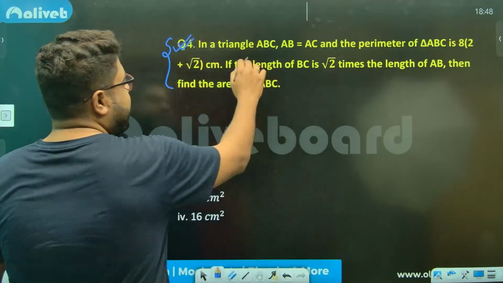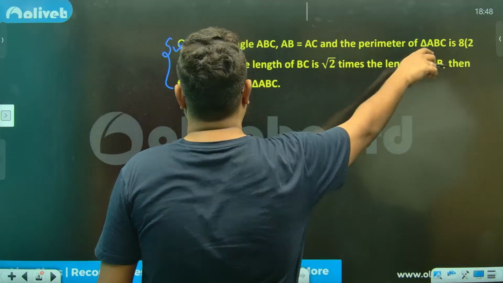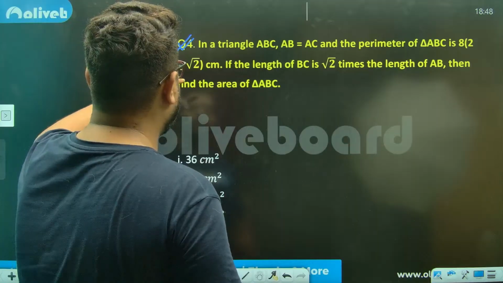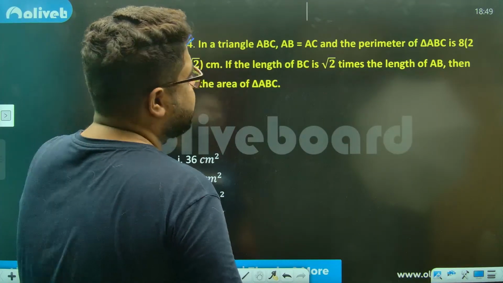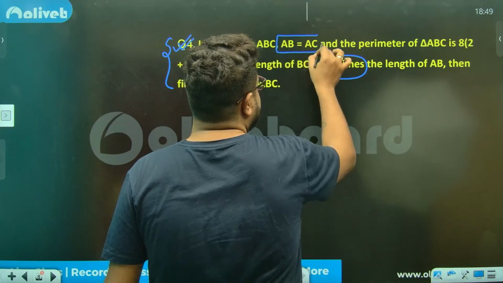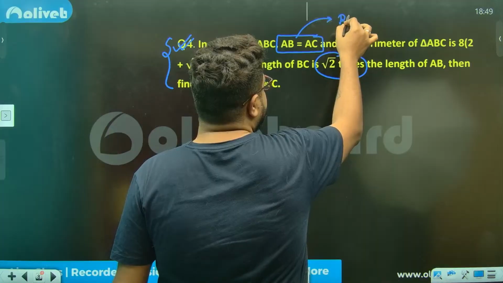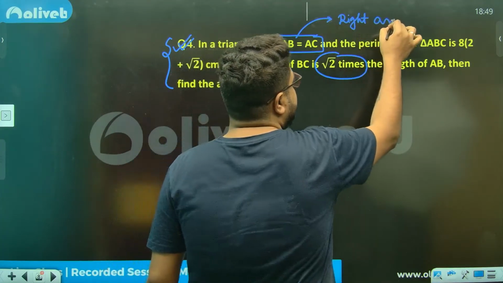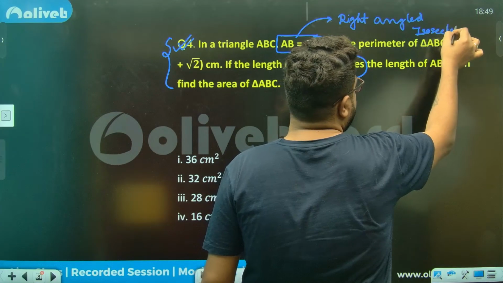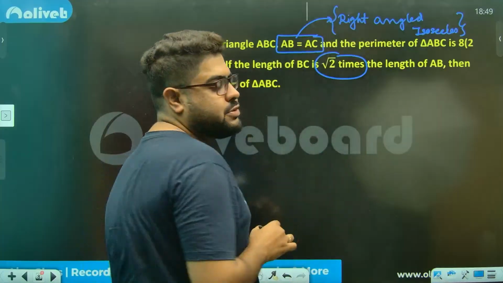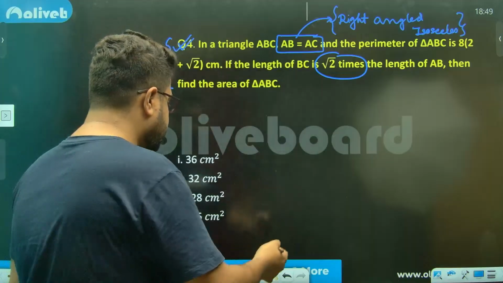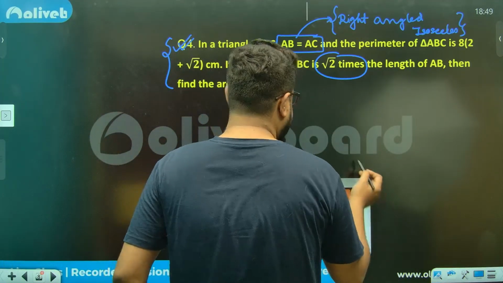Achha. AB is AC. Perimeter of ABC is 8 into 2 plus root 2. Okay. And the length of BC is root 2 times, and AB is equal to AC. This is a right angled triangle, a right angled isosceles triangle. Okay, see, these things you have to have an idea. Let's see why I've said what I've said. I'll explain, don't worry.